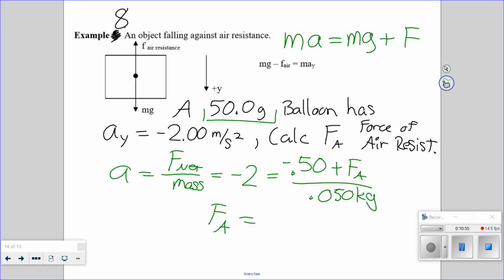Let's use the calculator. 2 times 0.05 plus 0.5 is 0.4. So if I have a balloon that weighs 0.5 newtons, because it's 0.05 kilos, and it's accelerating down at 1/5 of gravity, well then 4/5 of gravity must be canceled out. It just takes time to get used to these problems. Maybe it's me, how I make everything so complicated.